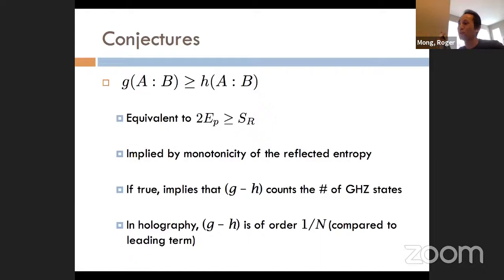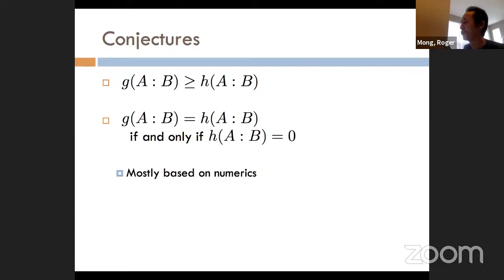H we already know is how far you're deviating from the sum of polygon states. Another conjecture is that when G equals H, basically when G minus H is zero, it seems to be true only when H is zero as well. So the only point where G equals H is when they're both zero. This is something we only have based on mostly numerics. You can try to give this statement a physical interpretation if it's true. Maybe it's saying that the only state that has no tripartite or GHZ type entanglement is one that also has no tripartite entanglement. I don't know how well that flies.